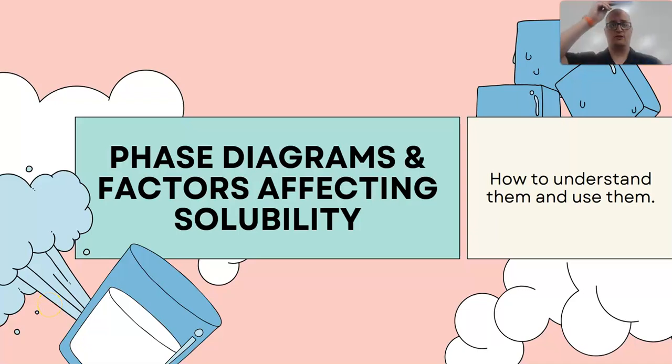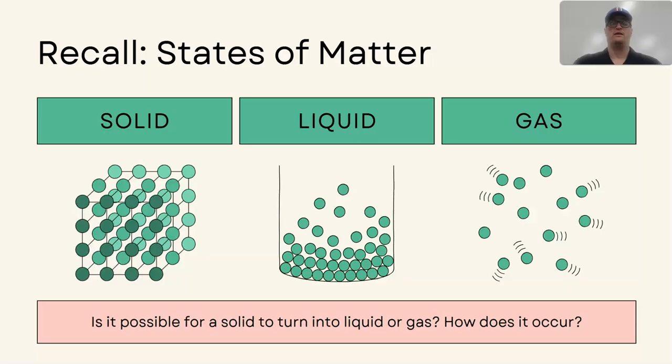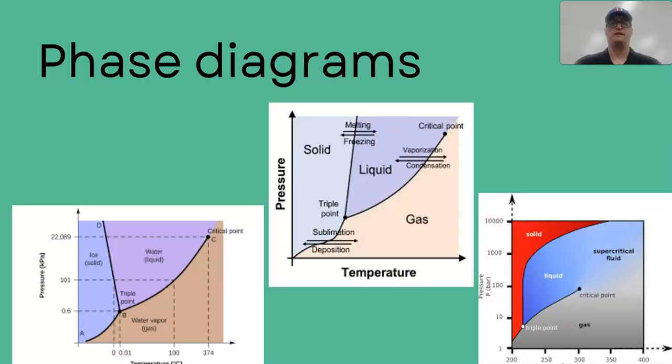All right, let's look at phase diagrams and factors affecting solubility, how to understand them and to use them. So you've been doing things with states of matter since the second grade and maybe even earlier. So what we're looking at is how do we represent what's going on here when things are a little bit more complicated. And for that we use phase diagrams.